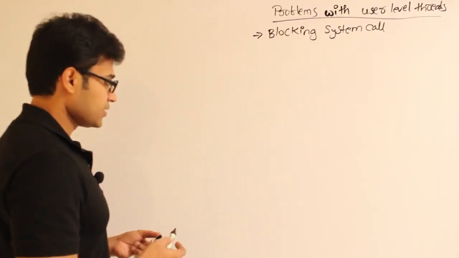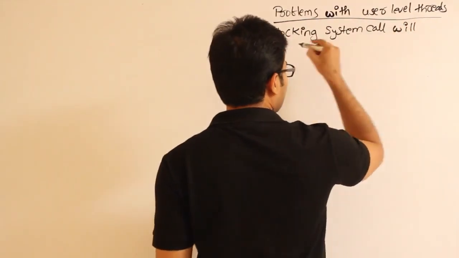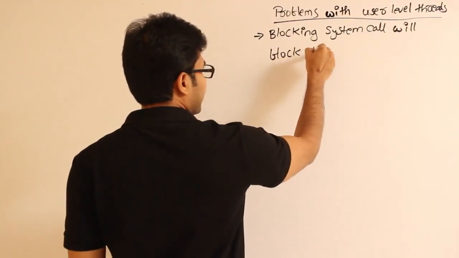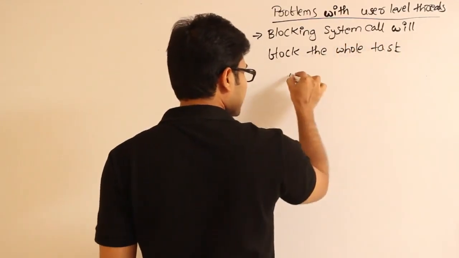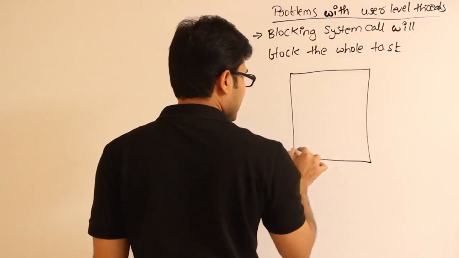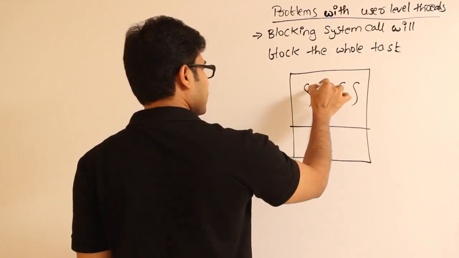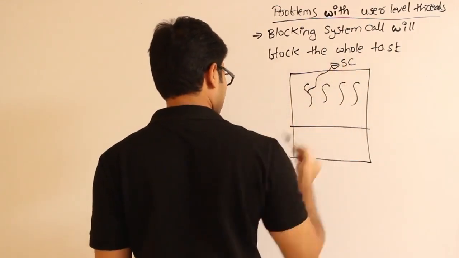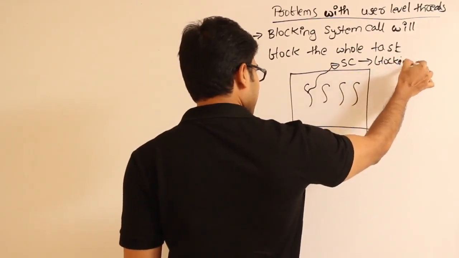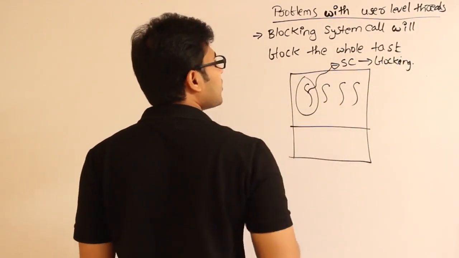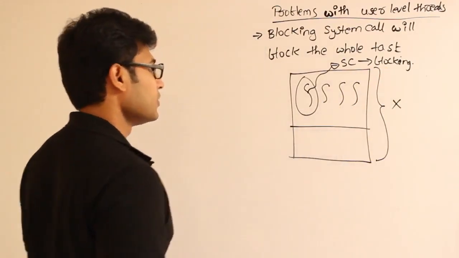So blocking system calls in the case of user level threads will block the whole task. What is the meaning of this? Let us say we have a task, and in this task we have many threads going on. Even if one thread asks for a system call and this leads to blocking, actually only this thread has to be blocked, but what happens is the entire task will get blocked. That is the problem with this.